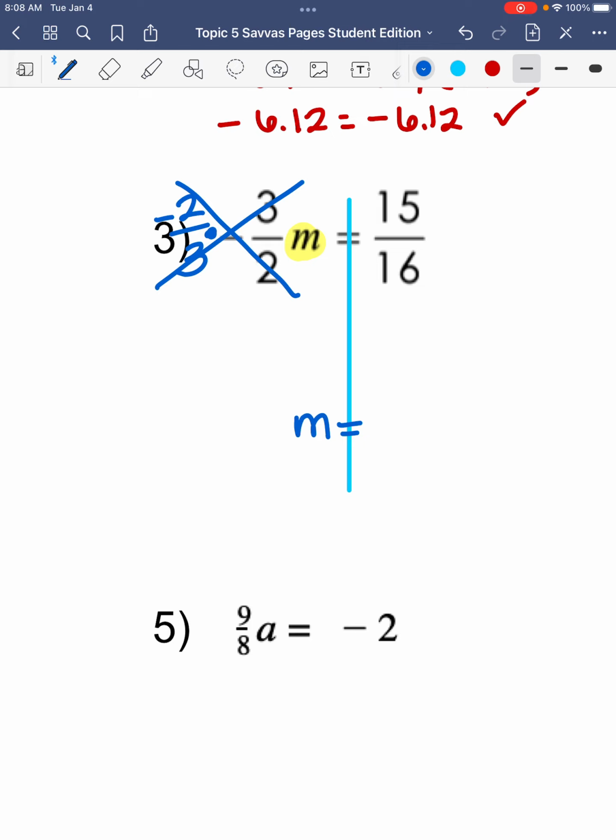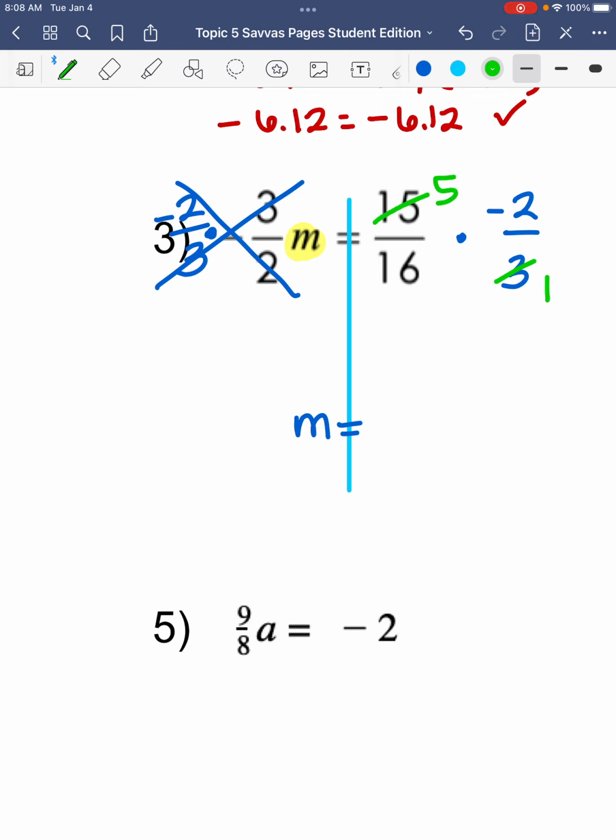But remember, because I multiplied by negative 2 over 3 on the left-hand side, I want to do the same thing on the right-hand side. Now, does anything here reduce? 15 over 16 times negative 2 over 3. Remember, to look to see if anything reduces, we're looking diagonally. So what about 15 and 3? Well, 3 goes into 15, right? So my 3 can become a 1, and 3 goes into 15 5 times.